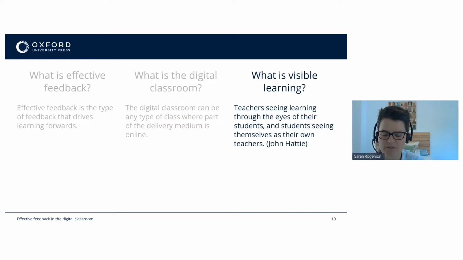And then we'll talk about visible learning. Visible learning is something that John Hattie came up with. And visible learning is teachers seeing learning through the eyes of their students and students seeing themselves as their own teachers. And they're the three things we're going to be looking at today. Effective feedback in the digital classroom, and how that makes learning visible.